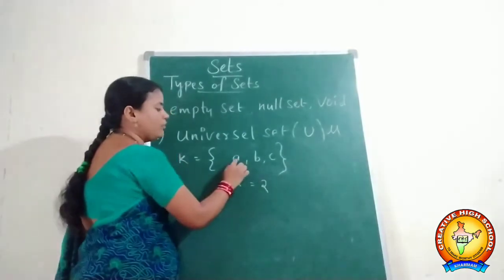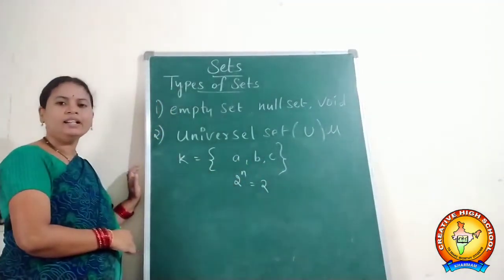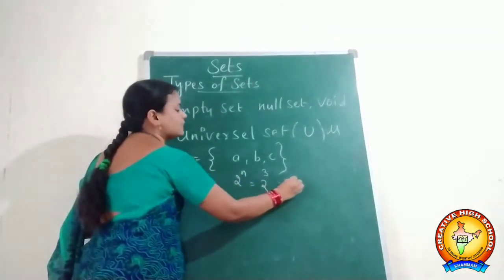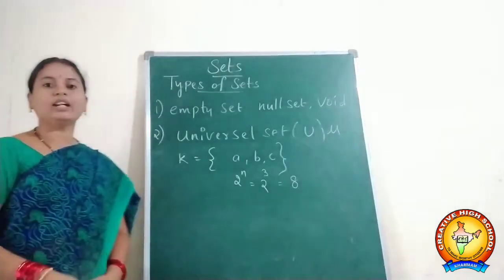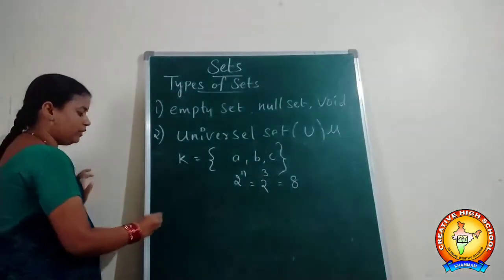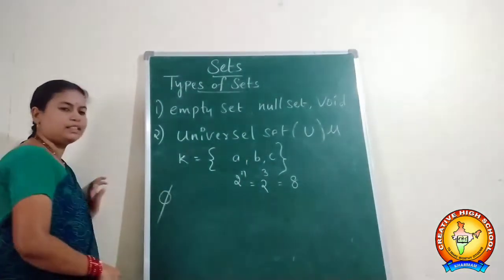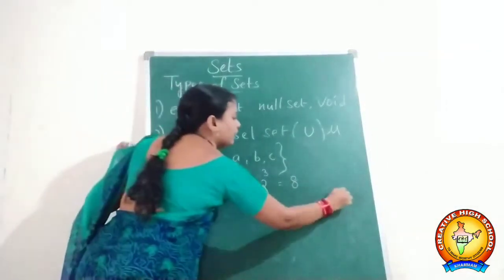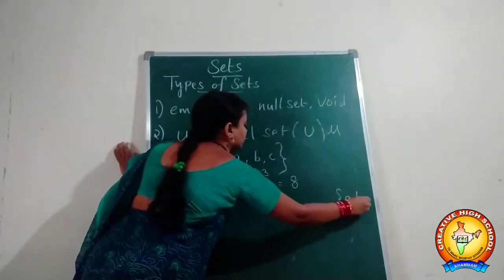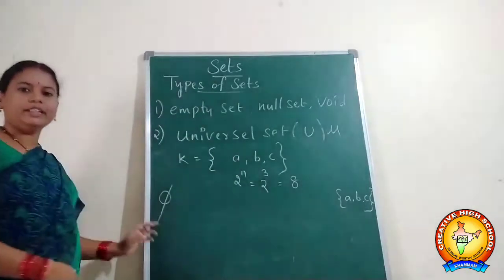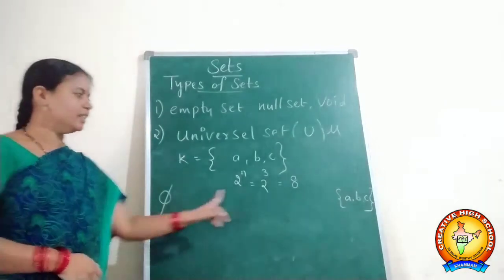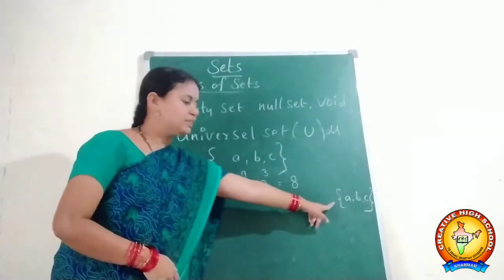2 to the power of, what is the cardinal number of this set K? 3, because here 3 elements are present. So 2 to the power of 3 is equal to 8. So now we are going to write 8 subsets of this particular set. First of all, already I told you phi is the subset of every set and every set is the subset of itself. These two will come for every set when we are writing subsets.